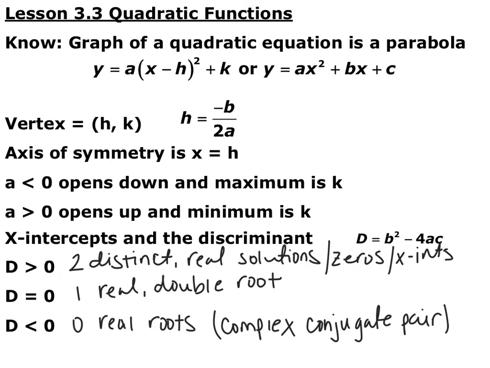If a is negative, it opens down and therefore it has a maximum, and the maximum value is the y-coordinate of the vertex. And then the opposite if a is positive.